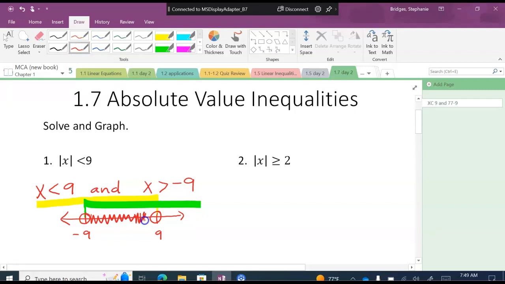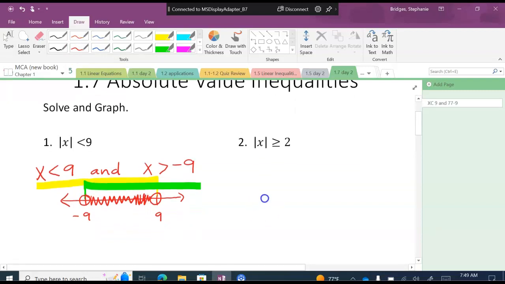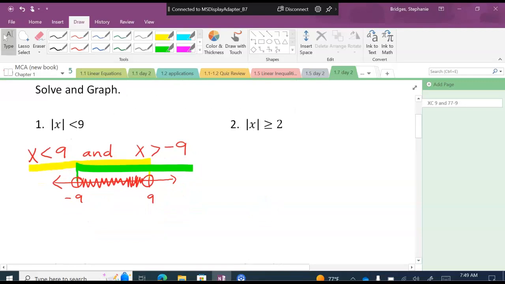And we're also going to write our answers in interval notation from this. What would that look like? Parenthesis or bracket first? Parenthesis. What's the first number? -9, comma, what's the next number? 9, and then parenthesis or bracket. Parenthesis. Okay. We will at some point run into some special cases like we did with those compound inequalities on Friday.